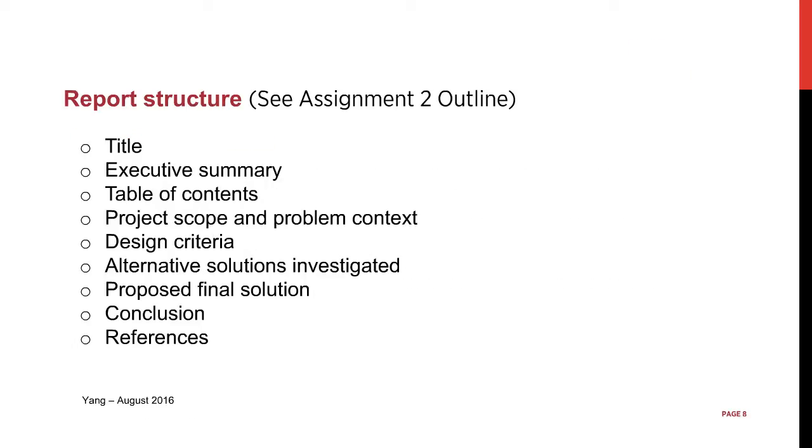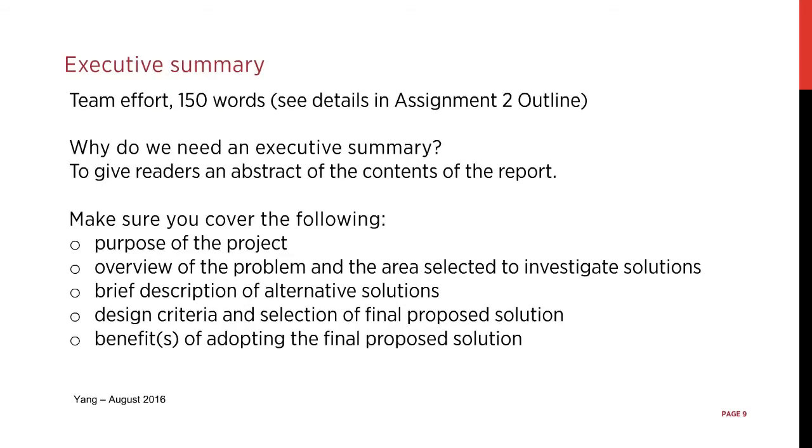We will quickly go through the report structure, which can be seen in the Assignment 2 outline. You will need a title, executive summary, table of contents, the project scope and problem context, design criteria, alternative solutions investigated, your proposed final solution, conclusion, and references. The next few slides will go over things that will be in your report.